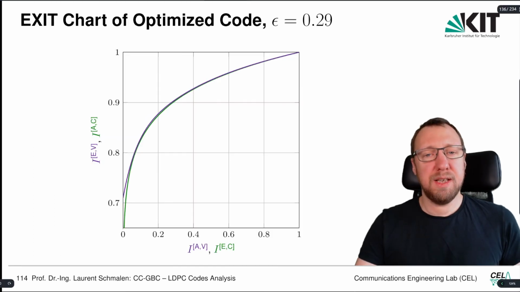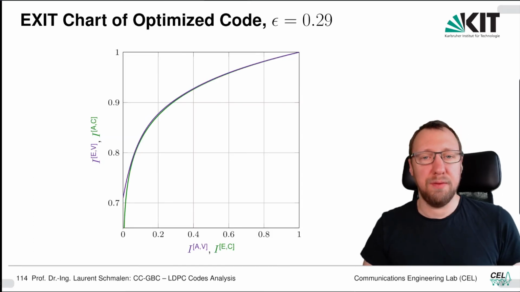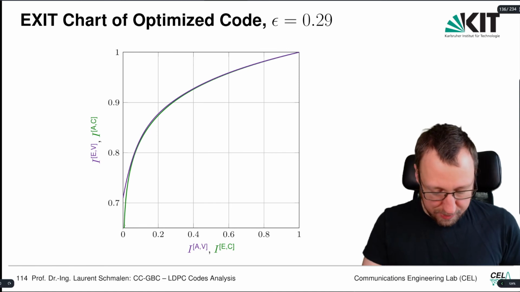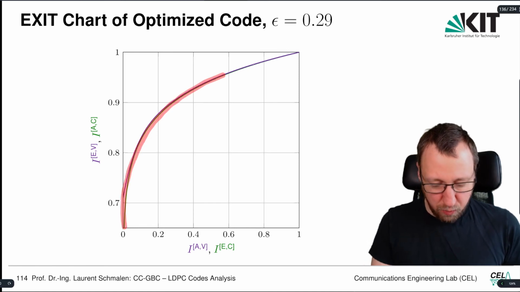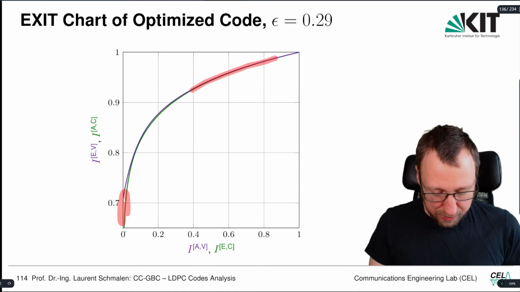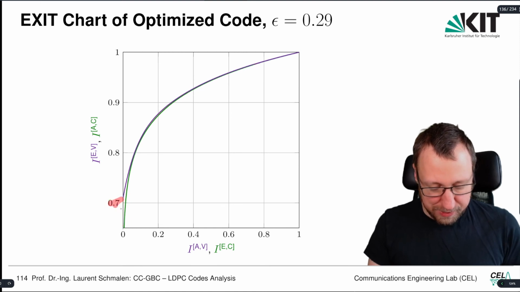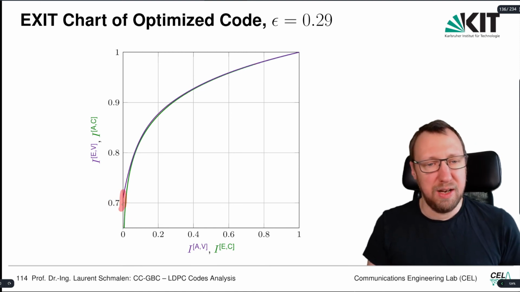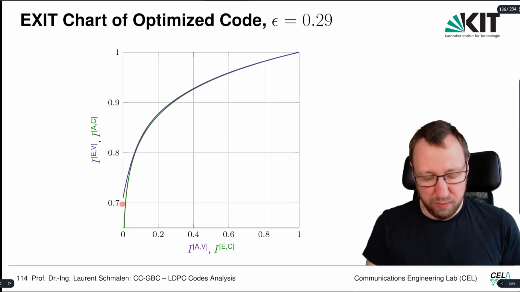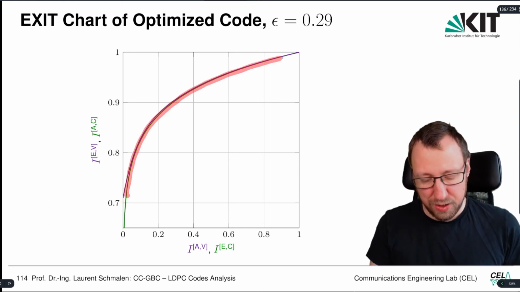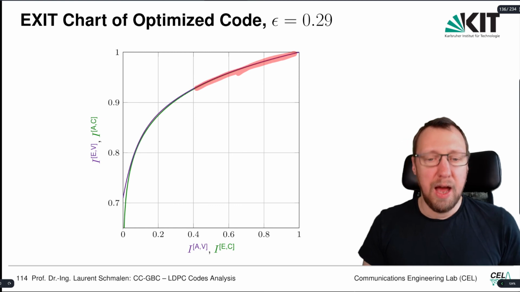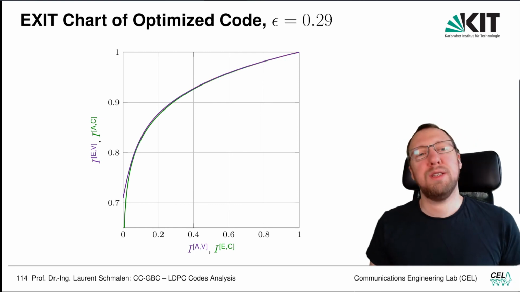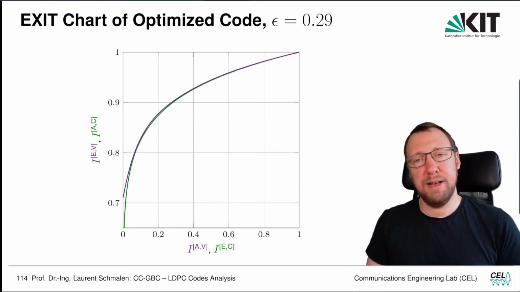Okay, so here's the EXIT chart of the code, and we see that the curves match pretty well. I actually zoomed in, so I don't start here at 0. We start here at 0.7, because otherwise you won't see too much, but we see that we have a very well matched EXIT curve. And of course, we need a lot of iterations, but the code has a pretty nice threshold.